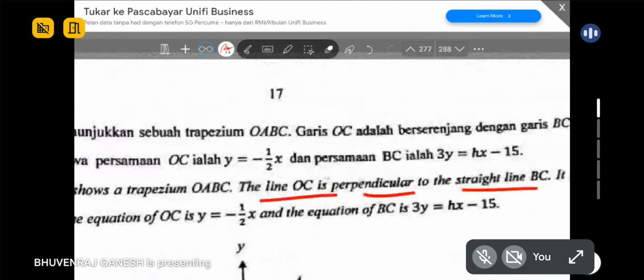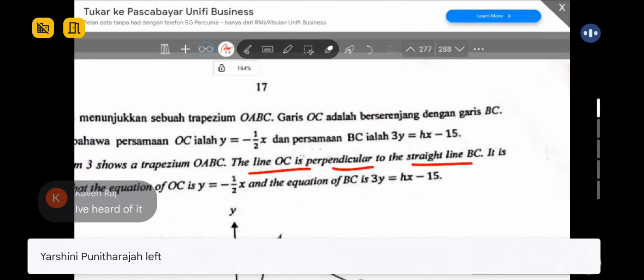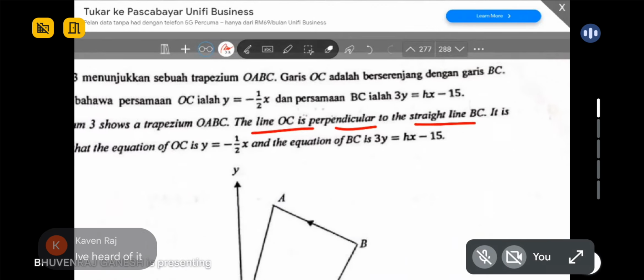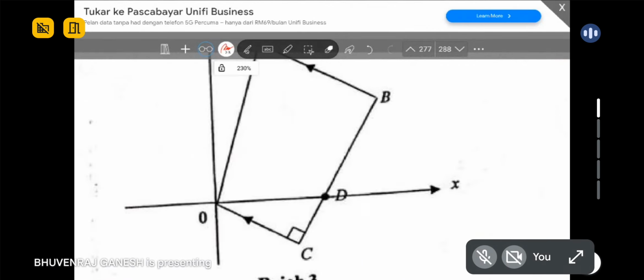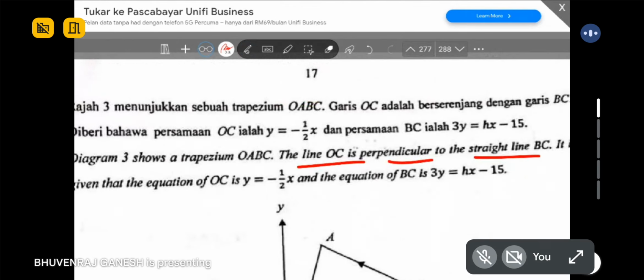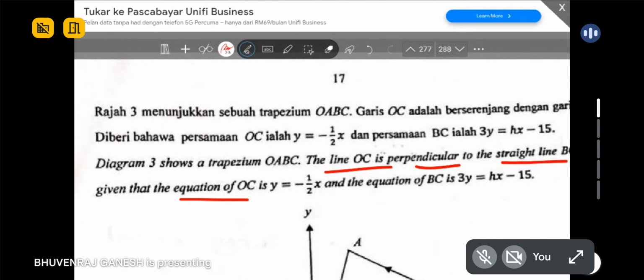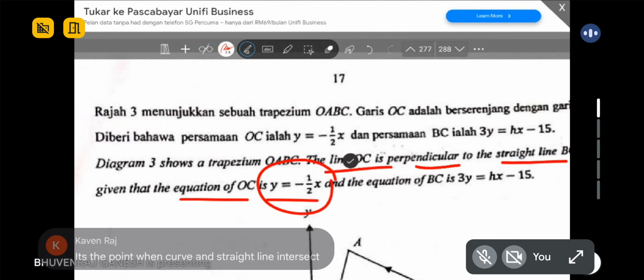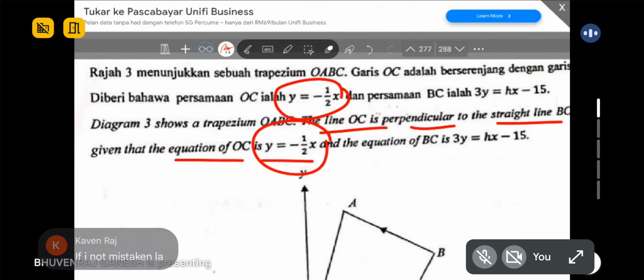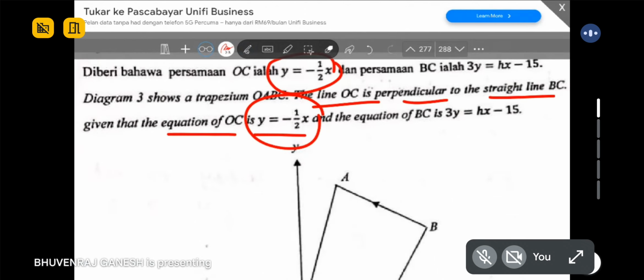Okay, OC perpendicular to BC. Okay, OC berserenjang dengan garis BC. So you can see they already put a 90 degrees because perpendicular. And they tell you equation of OC is y equal to negative half x. Oh, okay. So basically intersection point lah guys. Titik persilangan. Am I right? Simultaneous equation lah.